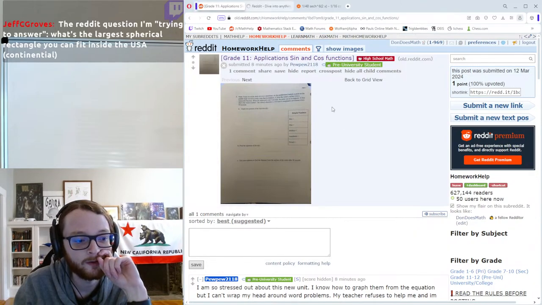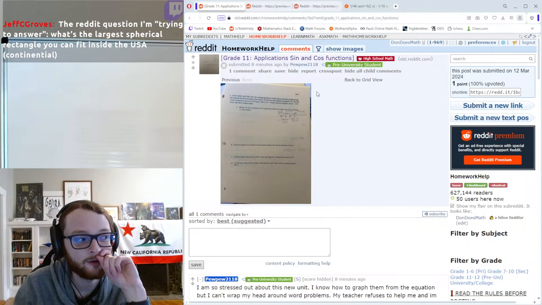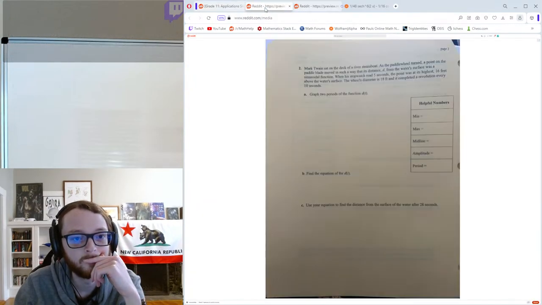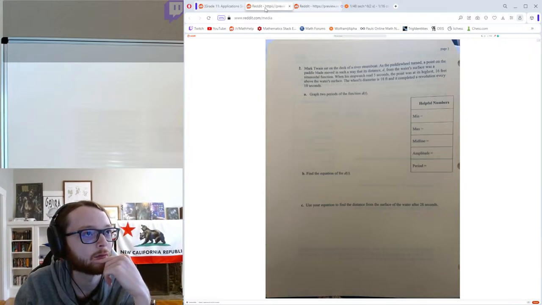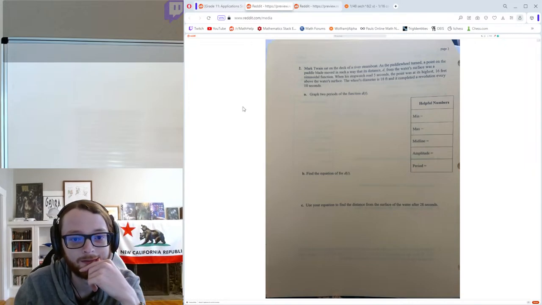What's the largest spherical rectangle you can fit inside the USA? Oh, interesting. I mean, could you not take the farthest north latitude until you hit whatever, like a Great Lake or something? And then take the farthest south latitude until you, I guess, hit the Gulf of Mexico, maybe the Mexican border. I don't know which one is farther north. And then just do it like that. I guess you need some pretty, I'd expect it depends how exact you want to be.